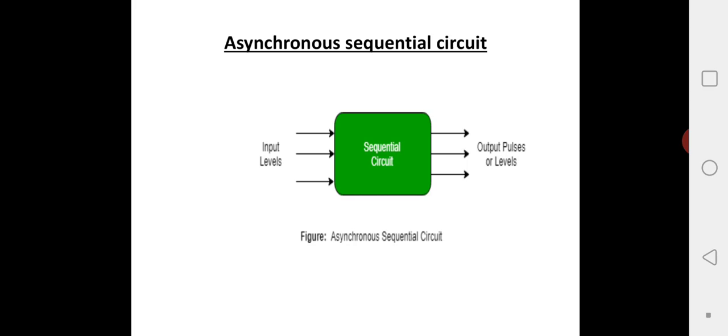This is a circuit diagram for the asynchronous sequential circuit. You can see here there are input levels and it is producing output pulses or levels.